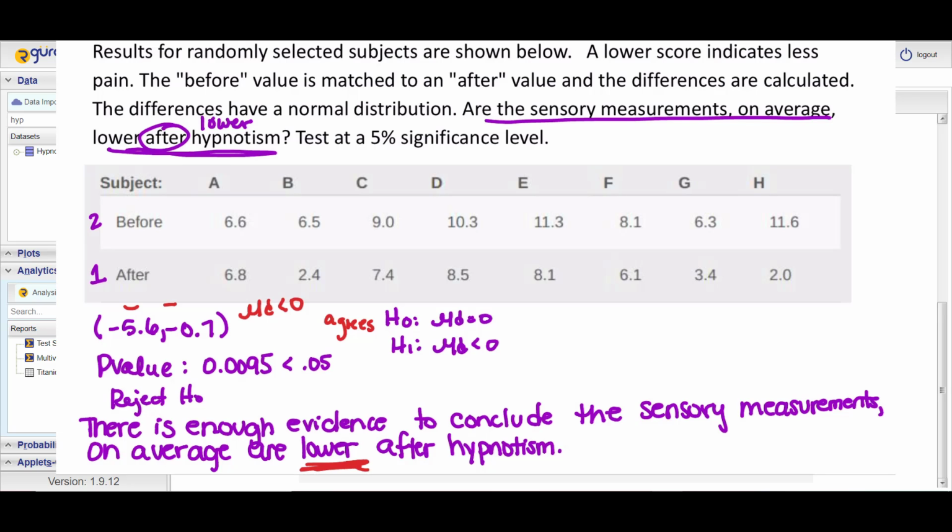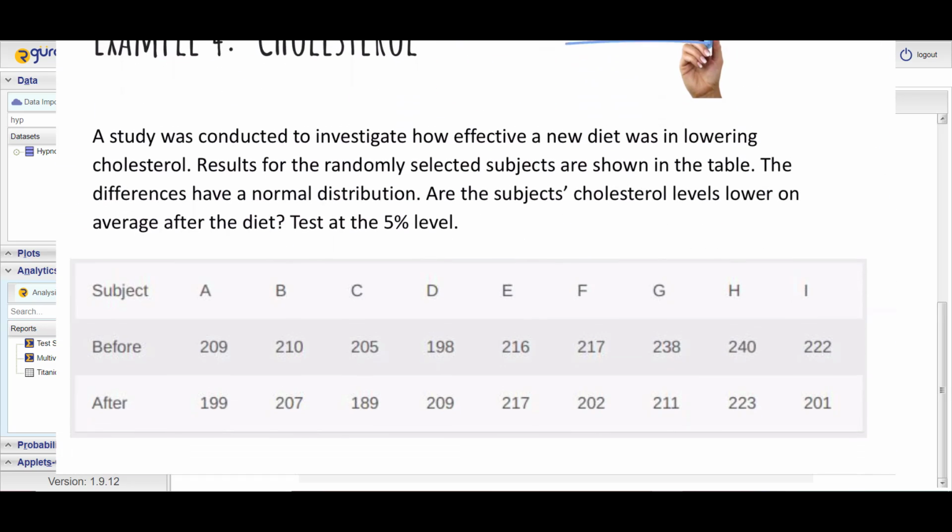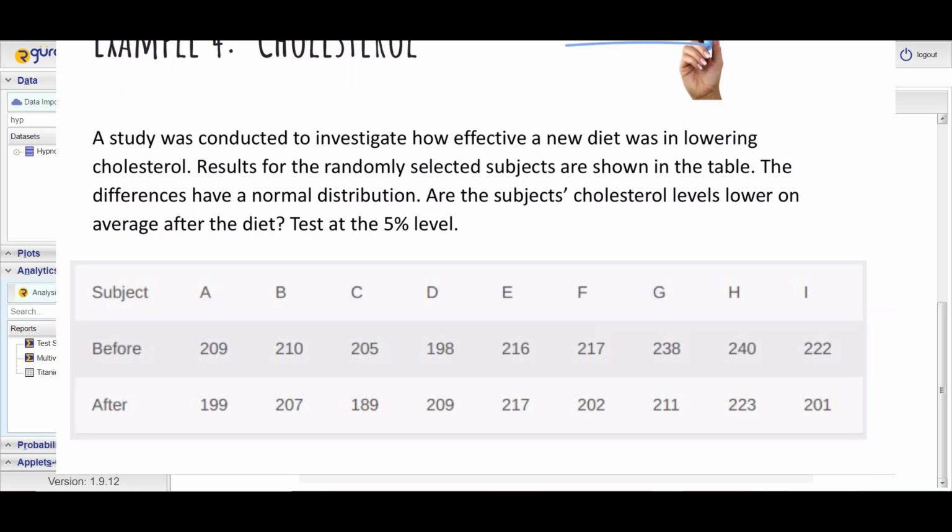All right. Cholesterol. So pause the video, enter the data if you need to.